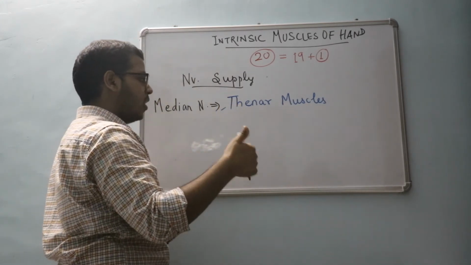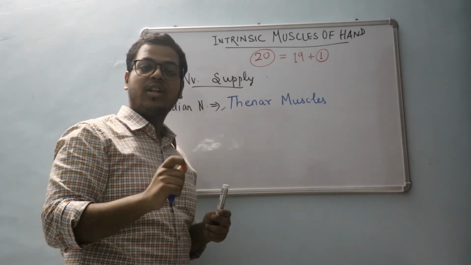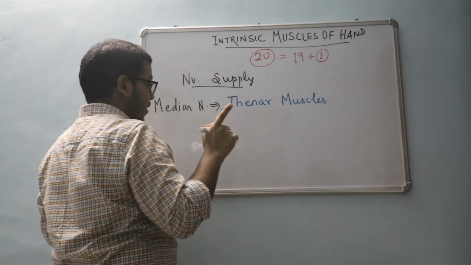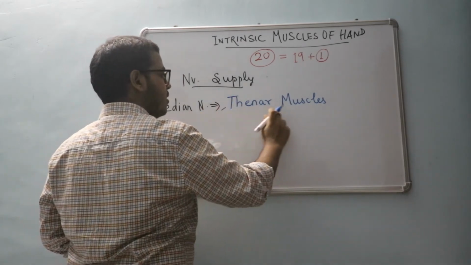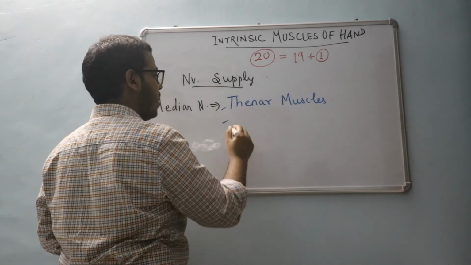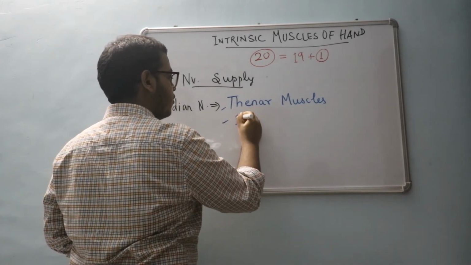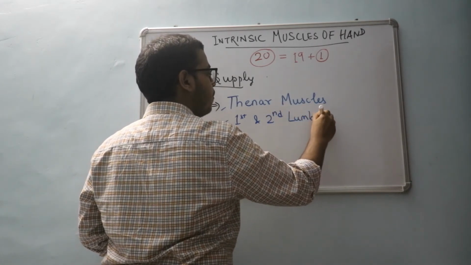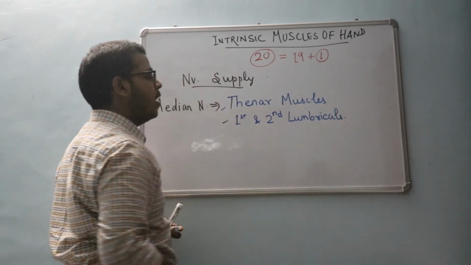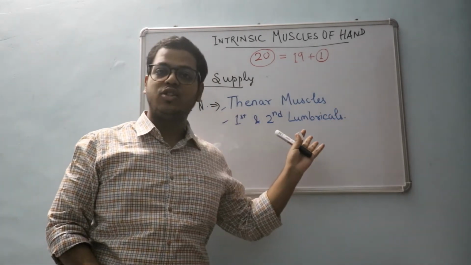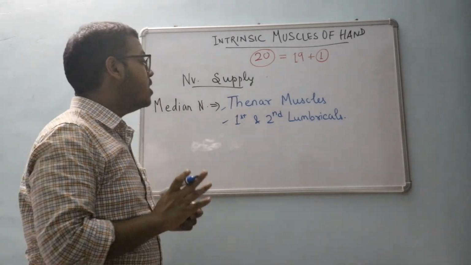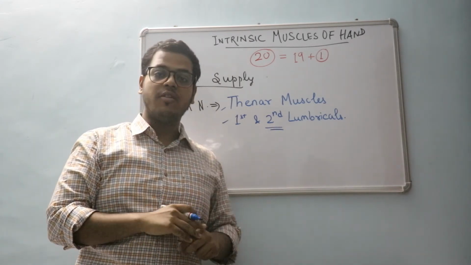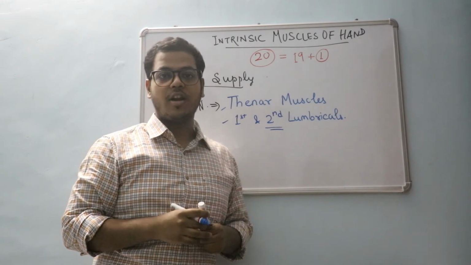That is the abductor pollicis brevis, flexor pollicis brevis, and opponens pollicis. Not the adductor pollicis. So median nerve supplies the thenar muscles, and it also supplies the first and second lumbricals. So the median nerve gives these two muscles. Sometimes the second lumbrical may also not be supplied by the median nerve. In those conditions, it is also supplied by the ulnar nerve.